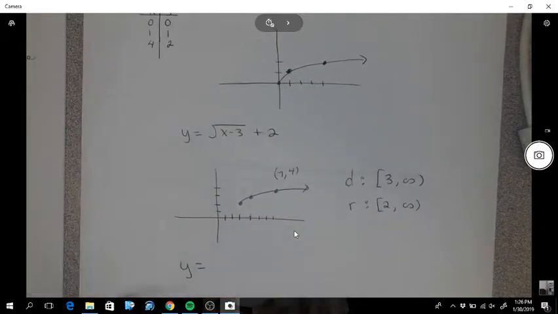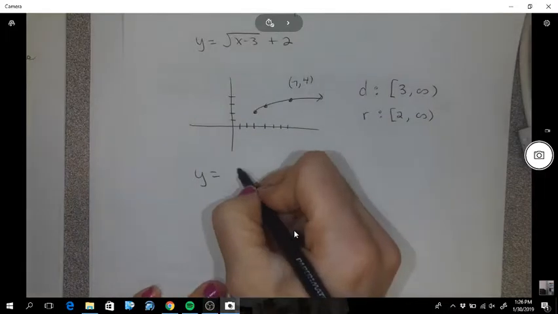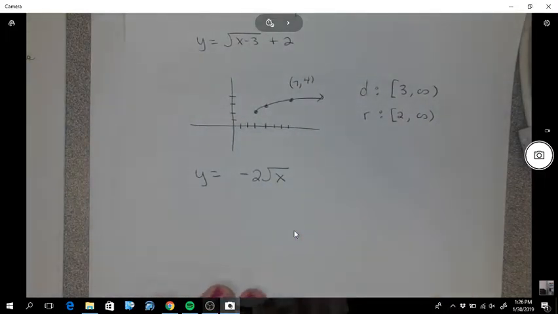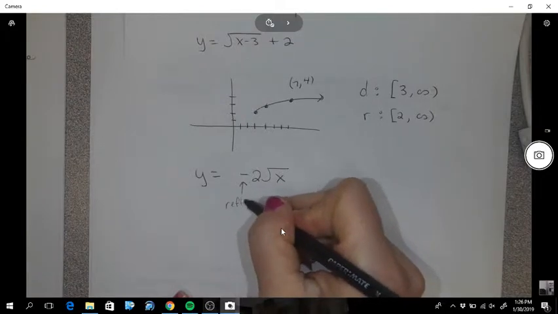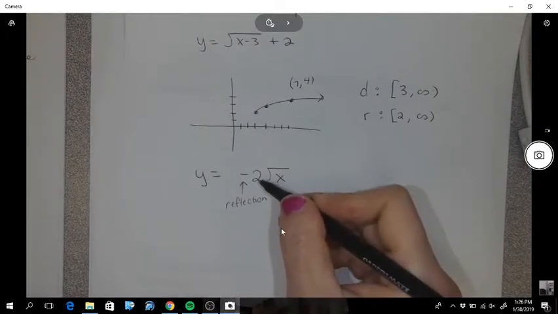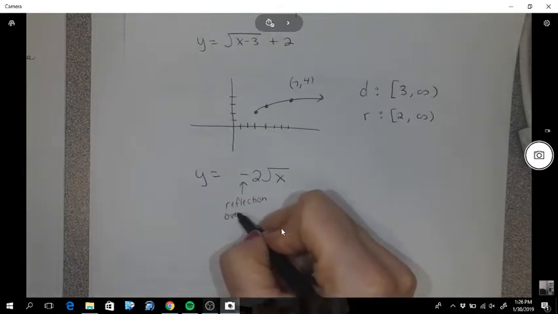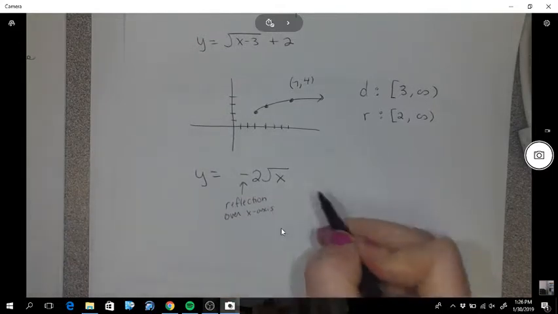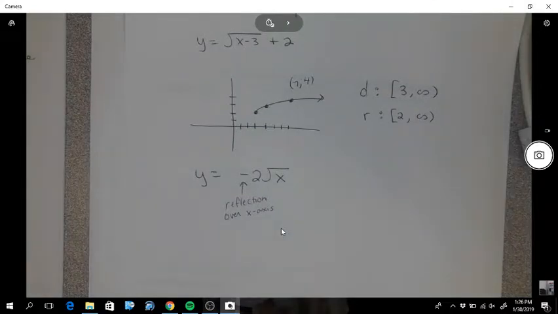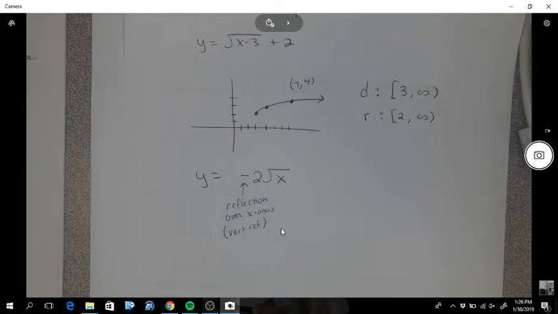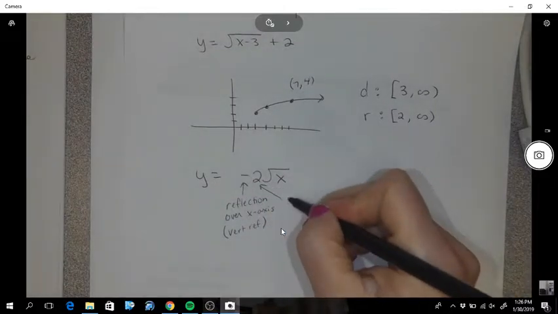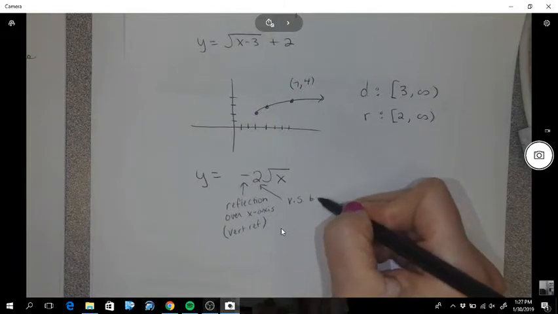Okay, what if we have a transformation -2 root x? Okay, so two things are going on. This is a reflection, and we are reflecting it over the x-axis because we're going to be changing the y values, reflecting over the x-axis, or that it's a vertical reflection. And then we have a vertical stretch by 2 as well.